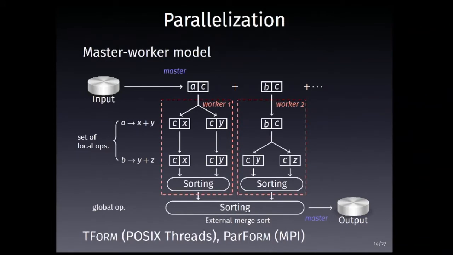Another advantage of this structure is that you can easily parallelize this program. We use the master-worker model. From the input, the master distributes the terms to the workers. Because they are independent terms, the workers can process them. In the end, the workers do partial sorting, and then such data is gathered to the master, which performs the final sorting and writes the output. So actually, we have TFORM, which is a threaded version using POSIX threads, and ParFORM, which uses MPI.